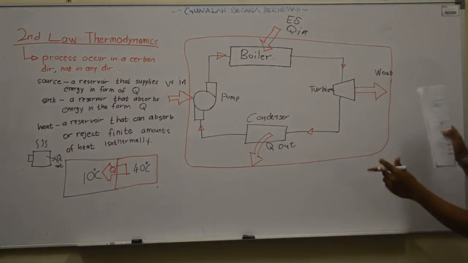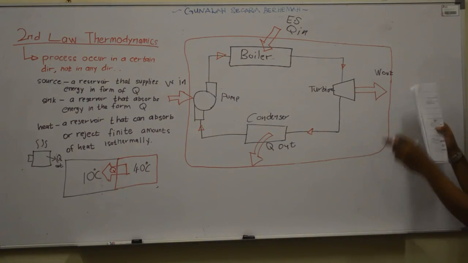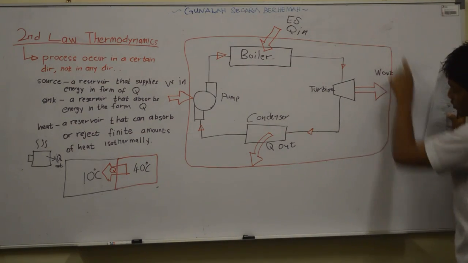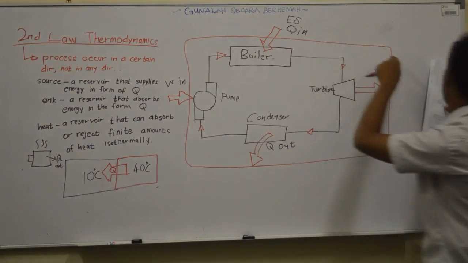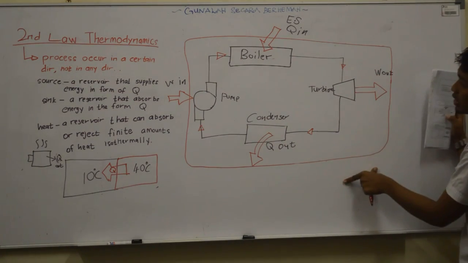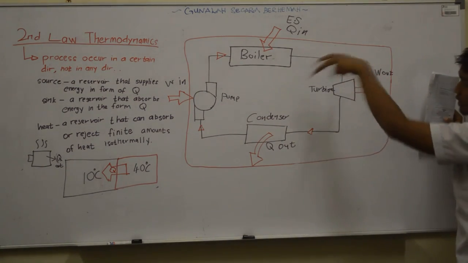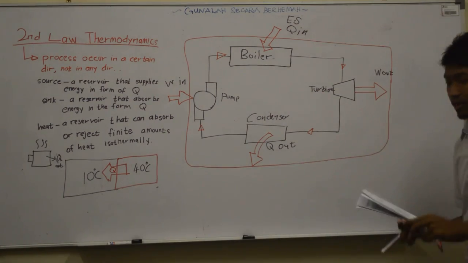Okay, this is basically how a heat engine is formed. And then this borderline, red in color, is a boundary, a system boundary. You ensure that this system is within a boundary.